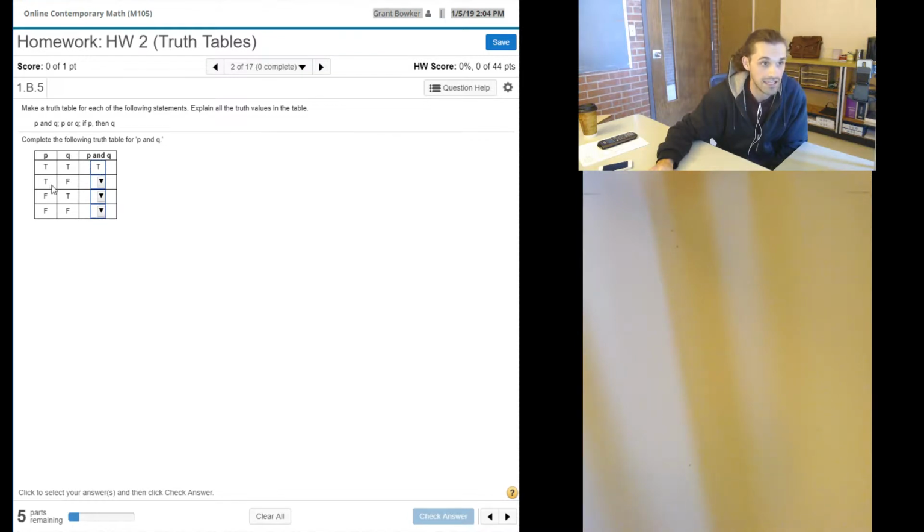So, in this second row, P is true, Q is false, so the and statement is false. And that's because both pieces of that and statement must be true in order for the and statement to be true.